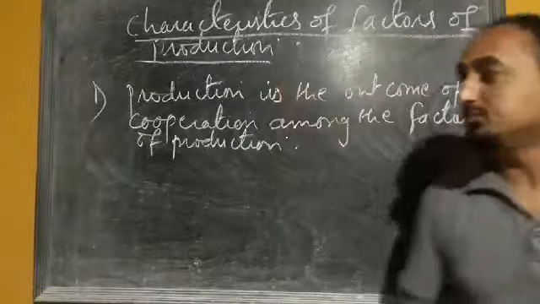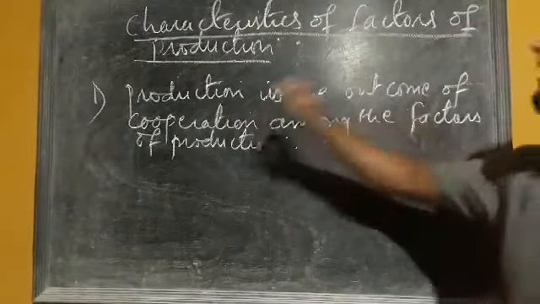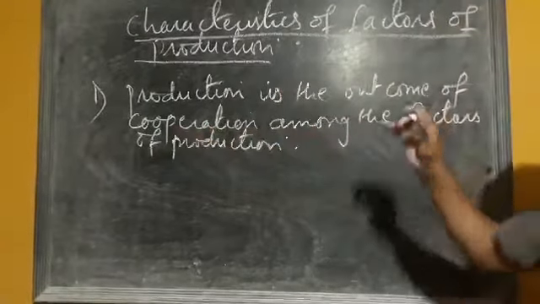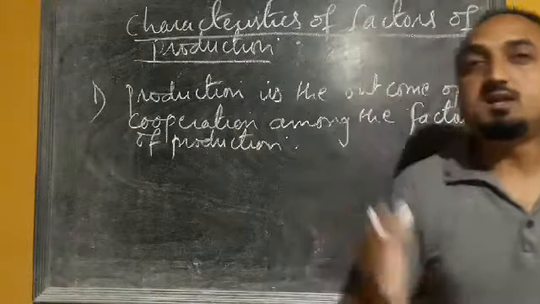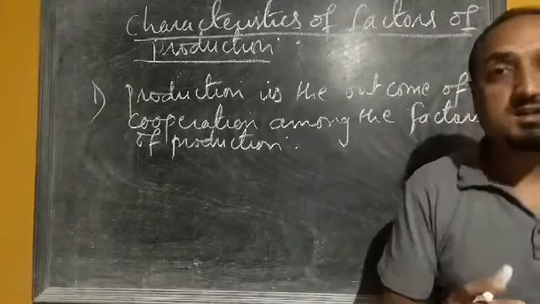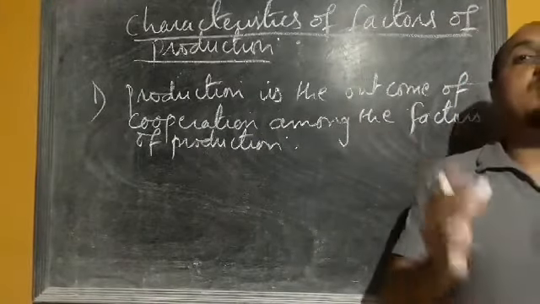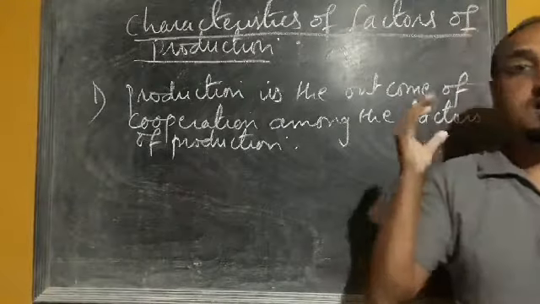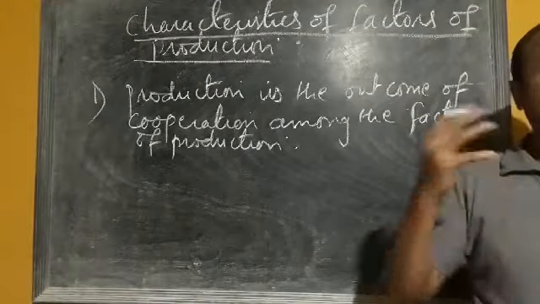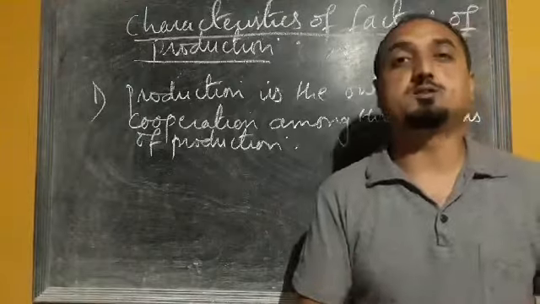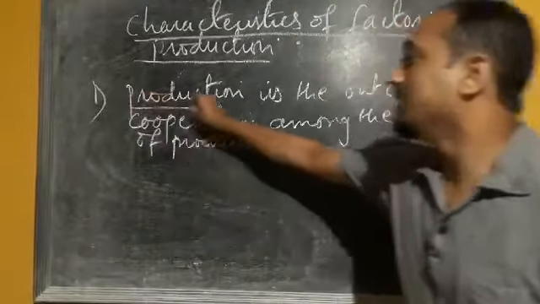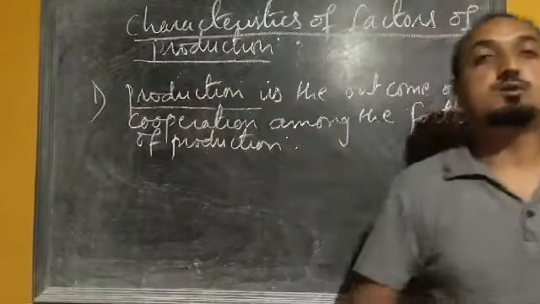So what is production? Production is the outcome of cooperation among the factors of production. The meaning is that in order to produce anything, we need to combine all the factors of production. So only with the cooperation of different factors of production is production possible. So that is the first characteristic.